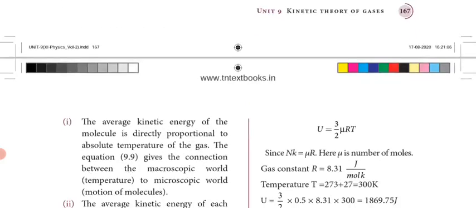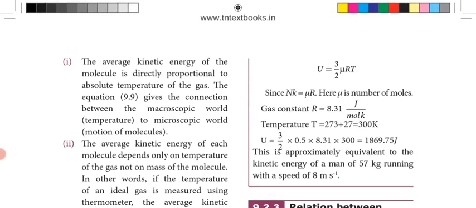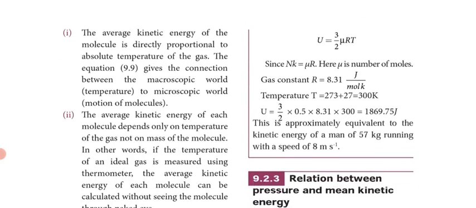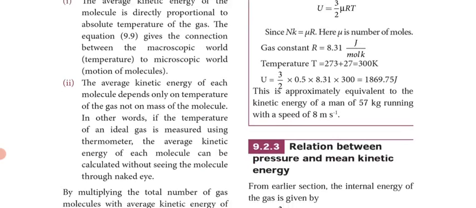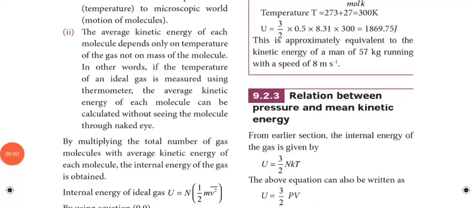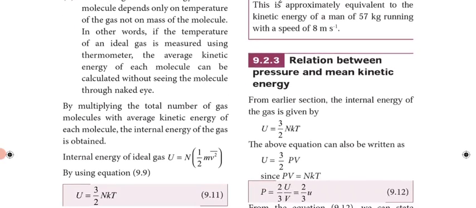Okay. And from this what we are inferring is that the average kinetic energy of the molecule is directly proportional to the absolute temperature of the gas. And the equation gives a connection between the macroscopic world, that is temperature, and the microscopic world, that is motion. Average kinetic energy of each molecule depends only on the temperature of the gas, not on the mass of the molecule. In other words, if the temperature of an ideal gas is measured using a thermometer, the average kinetic energy of each molecule can be calculated without seeing the molecules with the naked eye.